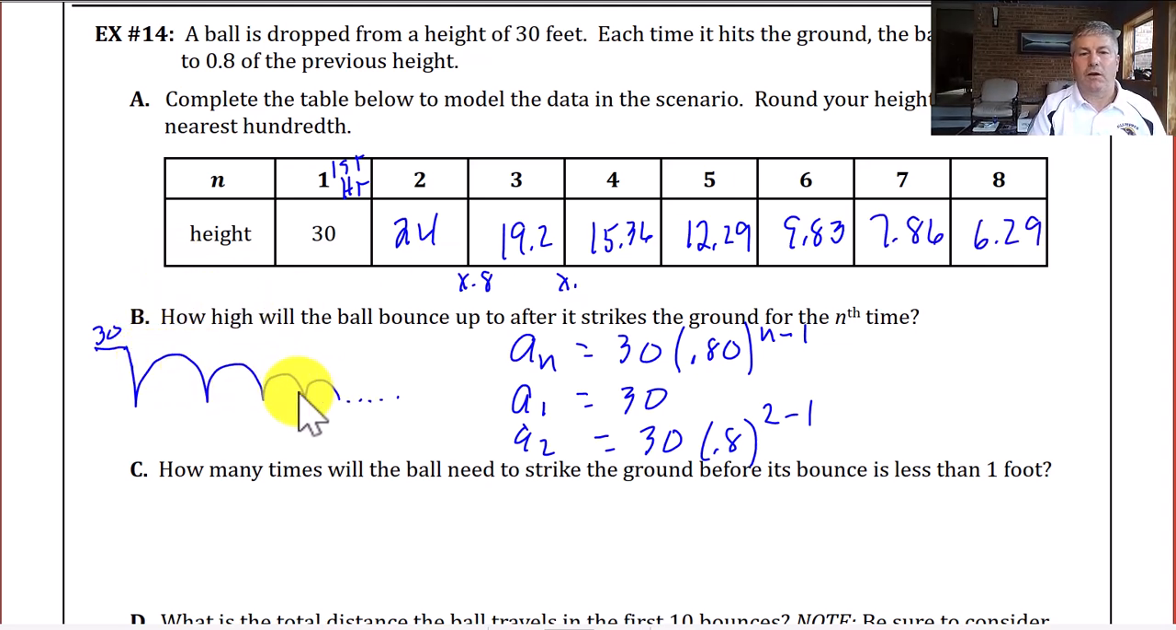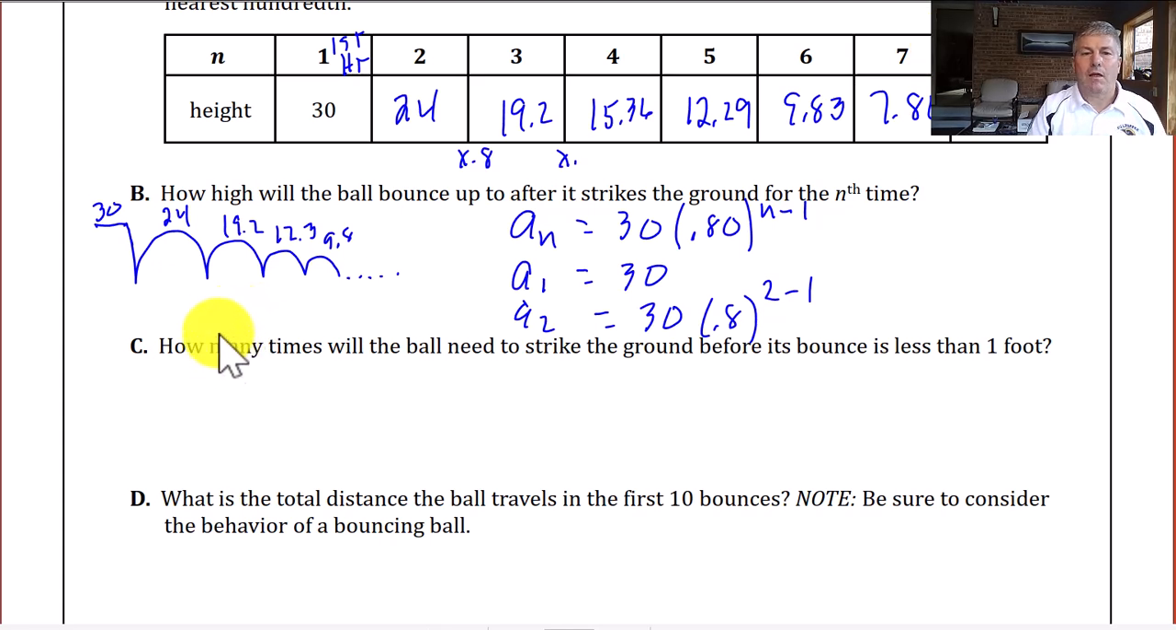So this is kind of what it looks like with our ball bouncing. We start at 30, then after 1 it's going to be 24, 19.2, 12.3, 9.8, and so forth as it bounces less and less high as it continues to go along. How many times will the ball need to strike the ground before its bounce is less than 1 foot?